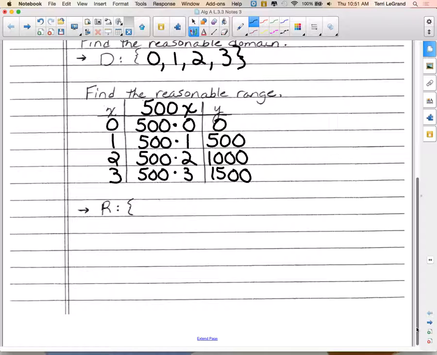Preston, share with us, what's the range? 0 to 1,500. 0, 500. Yeah, we can't state it as a compound inequality, 0 to 1,500, because are there wattages like 900? We gotta be specific. We gotta say, no, these 4 are the only choices there are for the range.